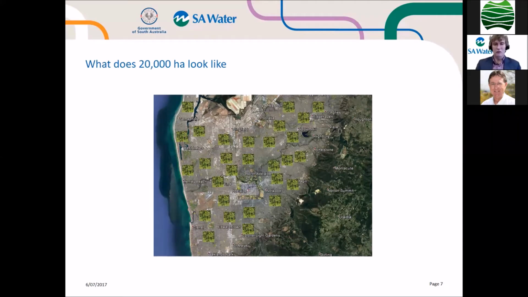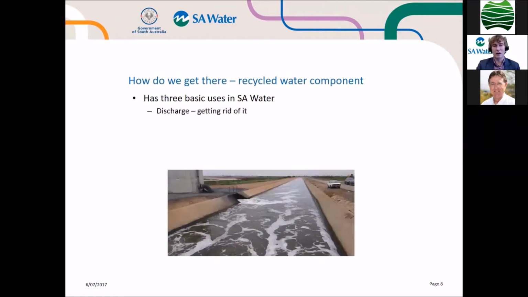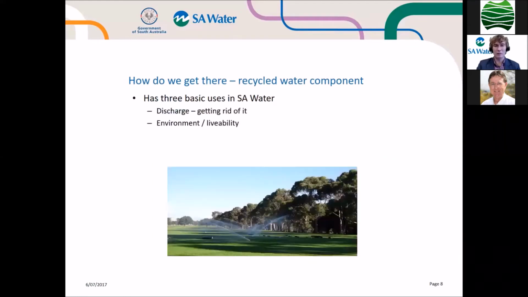So I just wanted to talk about recycled water and how we view it in SA Water. So basically it has three end uses. One of them is a discharge. We get rid of it through large outfall channels. The second is that we use it for environmental purposes or livability, such as irrigation of the parklands, public open space. And we have also looked at, and we have developed, the use of recycled water for economic development, food production, as is evident in McLaren Vale and Bolivar with the large primary production up there and down there.